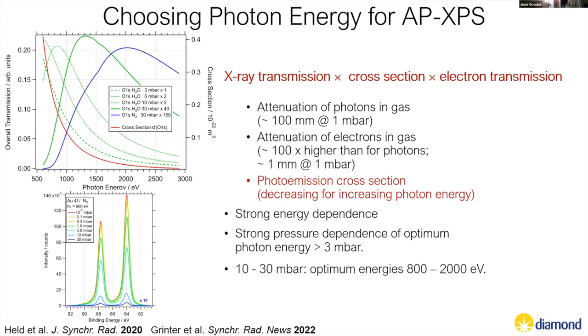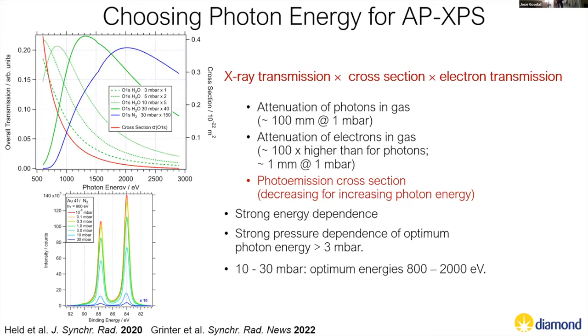But in general, you see a massive pressure dependence above about 3 millibars. So up to about 3 millibars, you're kind of fine, it doesn't really matter what you're doing. Above that, you really need to be careful. 10 to 30 millibars is kind of like a standard ambient pressure regime. And in general, we're using photon energy between about 800 to 2000 eV.